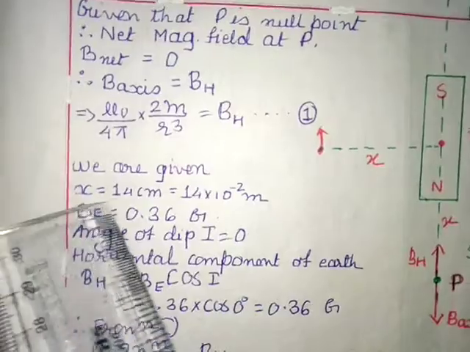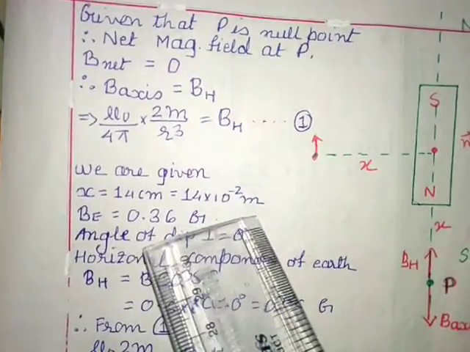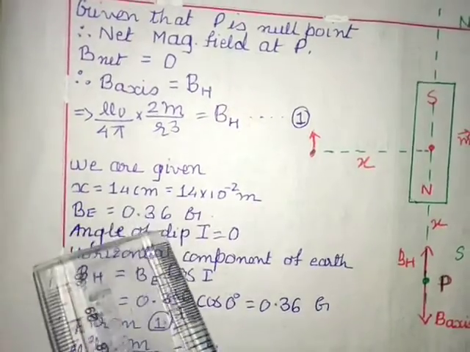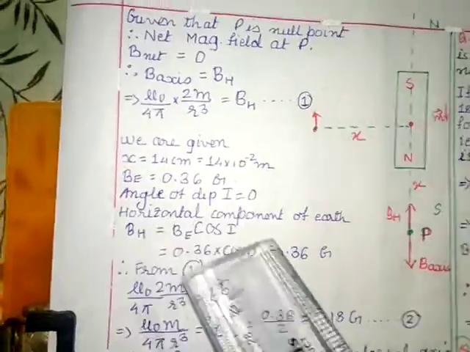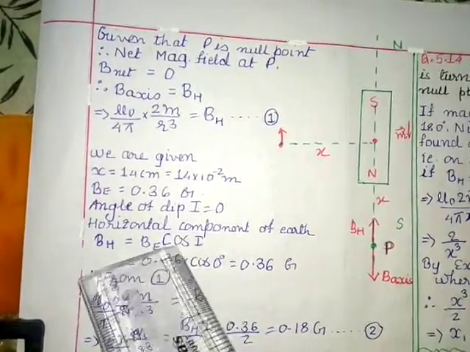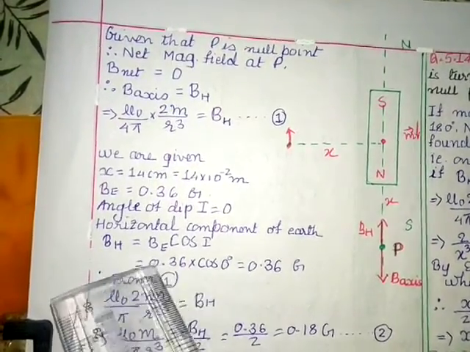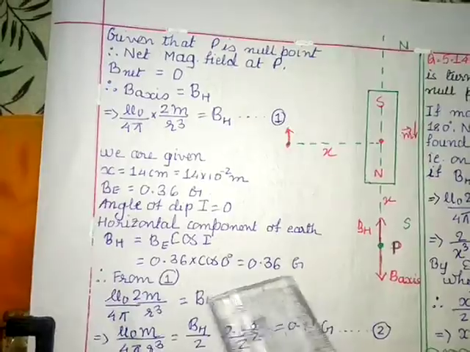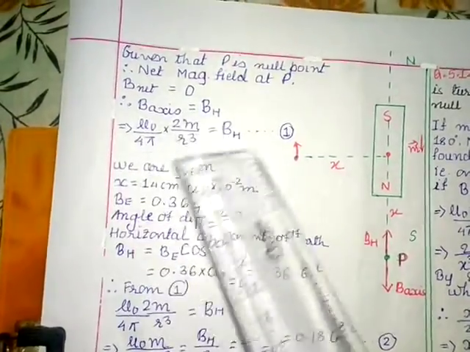We are given that x is equal to 14 cm, converting to meter, 14 into 10 to the power minus 2 meter. BE is given as 0.36 Gauss. Angle of dip, that is I, is given as 0. The horizontal component of Earth's magnetic field is BH equal to BE cos I. Cos 0 is 1, so you get 0.36 Gauss. This is BH. Okay, this BH value we will use and put here.